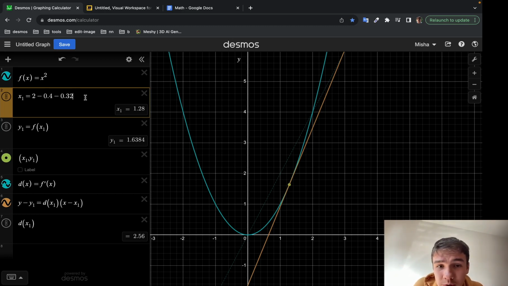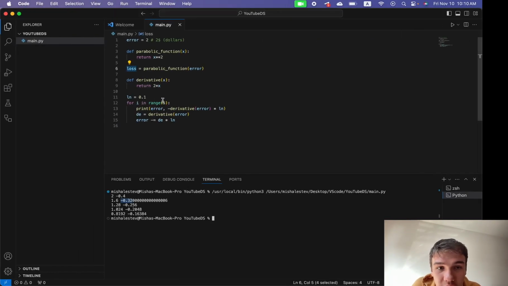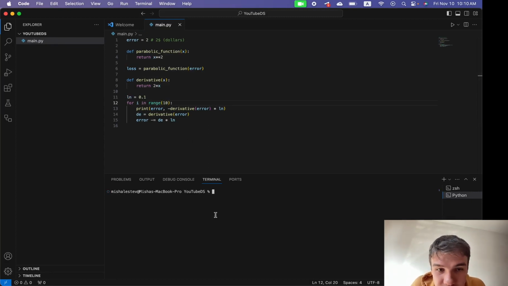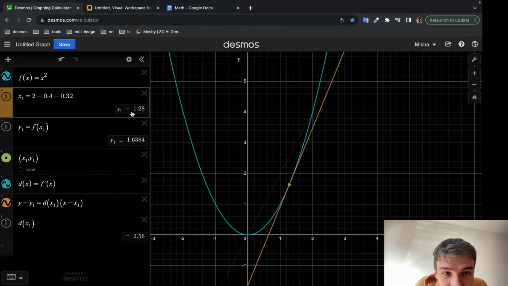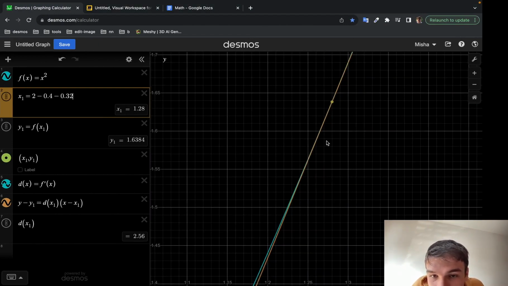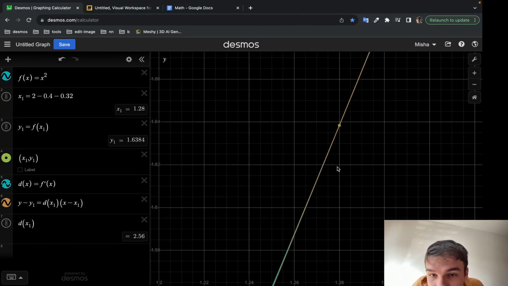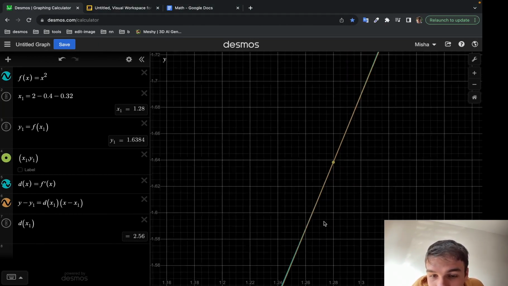So I'm going to do the same thing again, and make like 10 iterations, or 50. Let's make it 10 iterations. Then our next iteration says we now have 1.28. So right now my x1 is 1.28. If we zoom in a bit, we will see that our point here is 1.28.